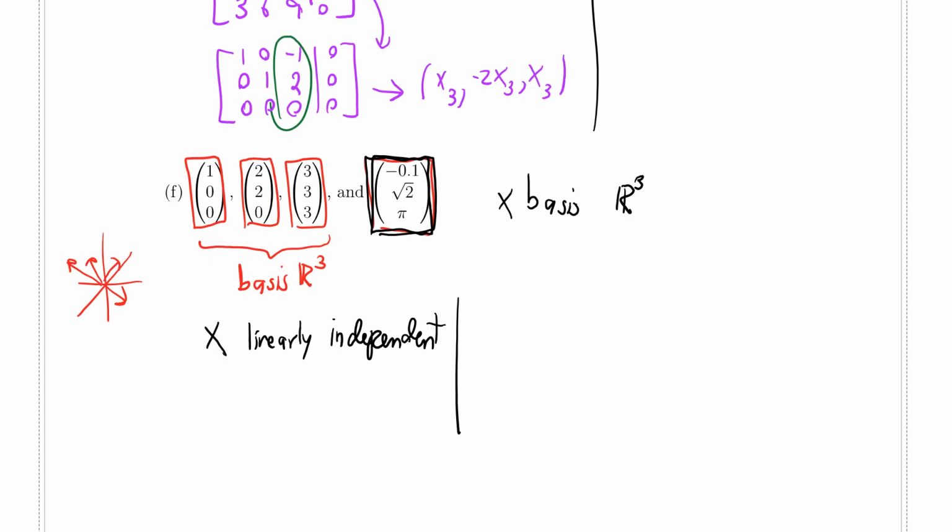But before I finish, let me say that these four guys would span R cubed. And that's because the first three guys are already a basis for R cubed. So if I throw in more stuff, it would still span R cubed.